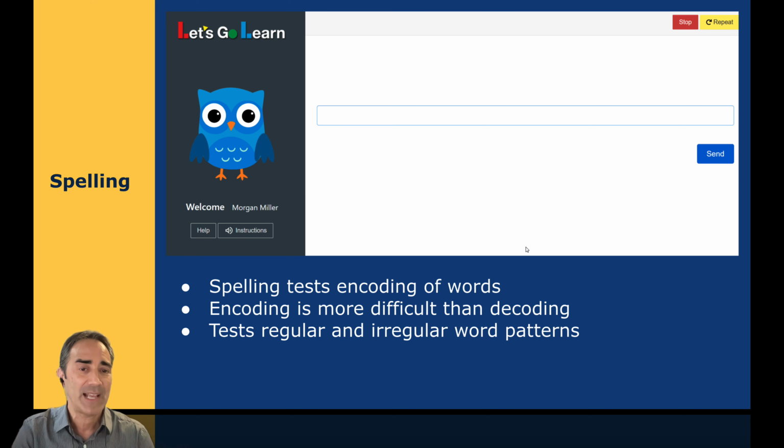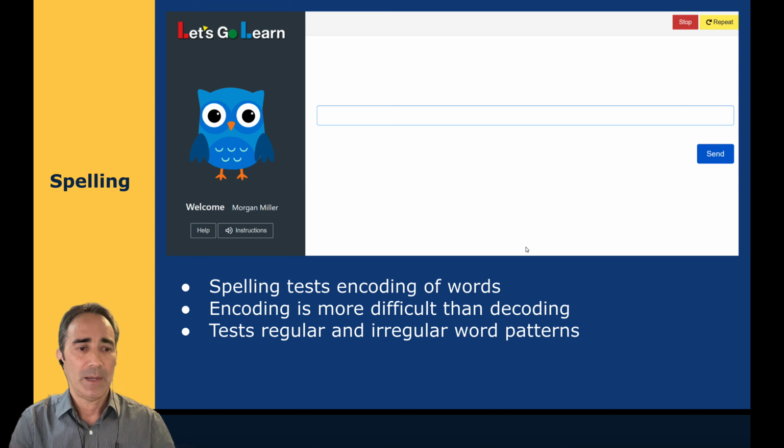Because some of that has to do with exposure. Is it PH or is it F? Is it TION or SION, right? So that is what it reflects. And I think sometimes that's interesting to know, to understand a child's ability to spell.